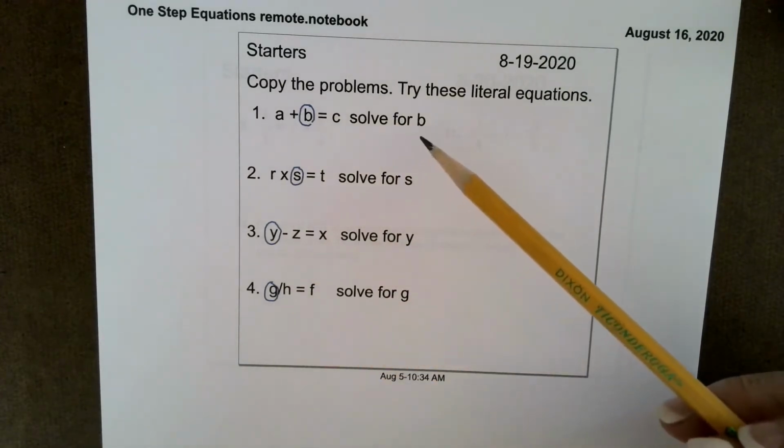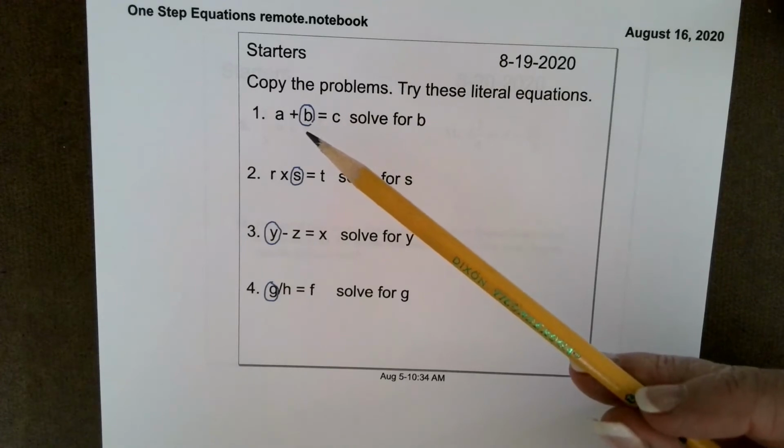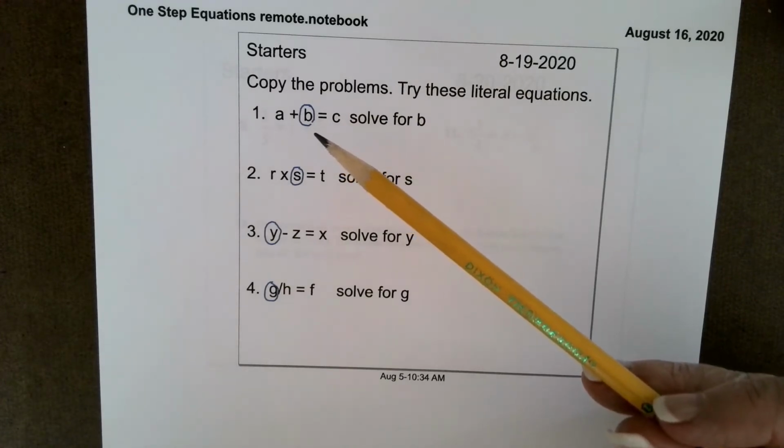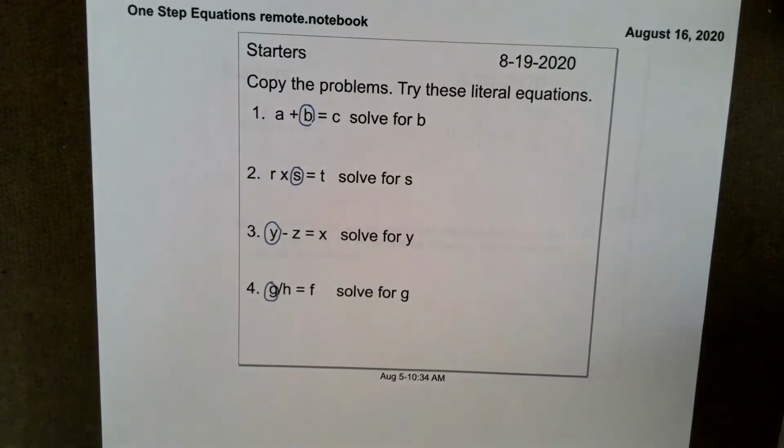If we're solving for b, that means that we want b on the side of the equation by itself, and it's going to equal something else. And in these problems, you're not going to actually have numbers. You're going to have variables at the end because we don't have any numbers to put into the problem.